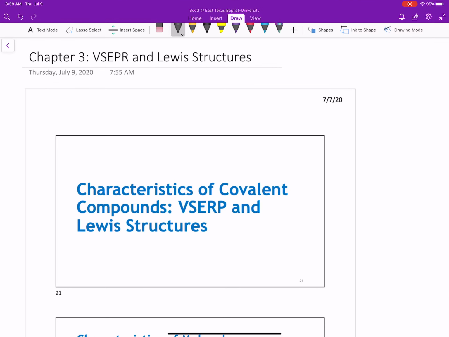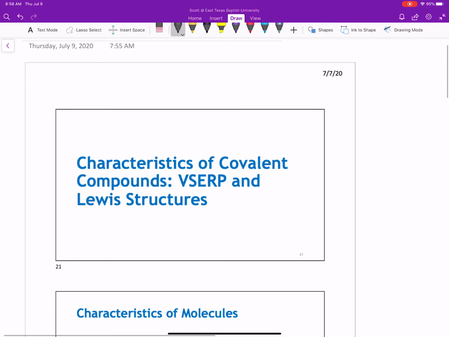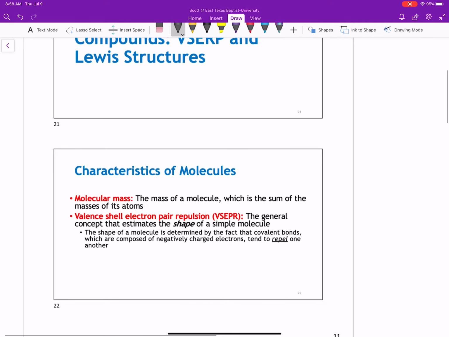All right, class, today we're going to talk about VSEPR, valence shell electron pair repulsion, and Lewis structures. This information can be found in Chapter 3 of your textbook. So we're going to begin with characteristics of covalent compounds, VSEPR, and Lewis structures.